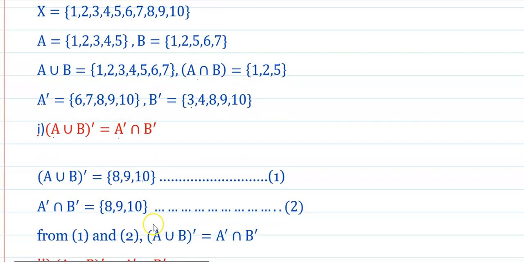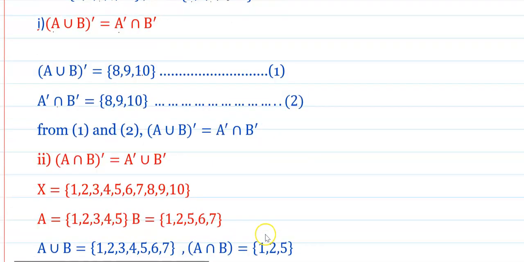Next, A complement intersection B complement. We have A complement and B complement. Their intersection means what? The common elements. They are 8, 9, 10. And hence A complement intersection B complement is 8, 9, 10. And therefore from 1 and 2 we have (A union B) complement is equal to A complement intersection B complement. Hence De Morgan's law is proved.